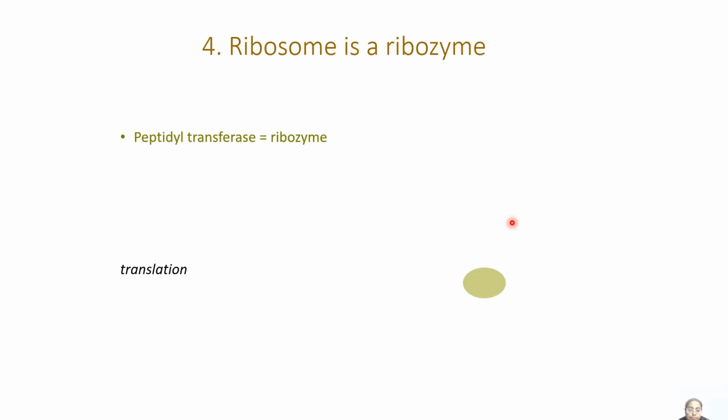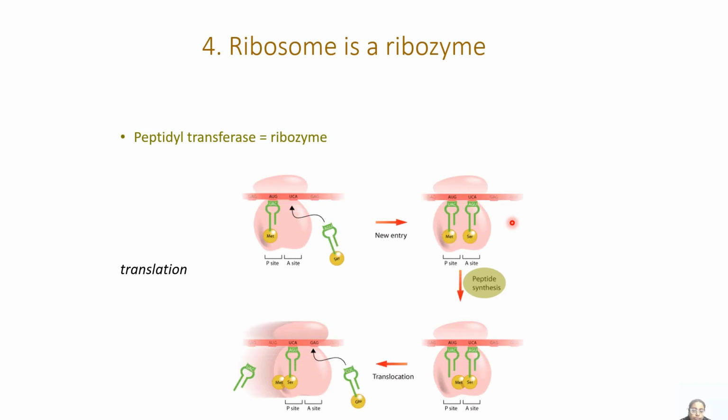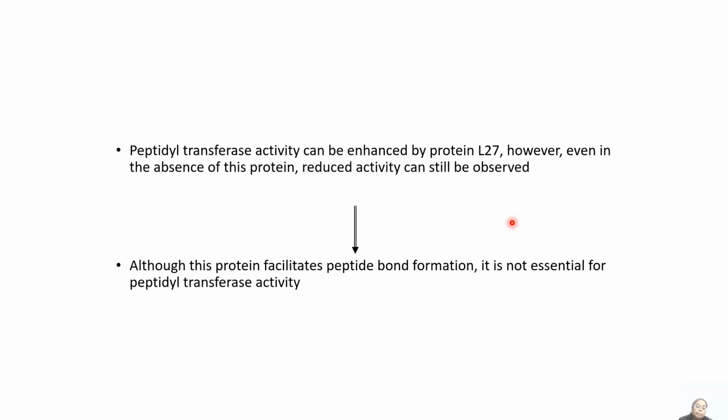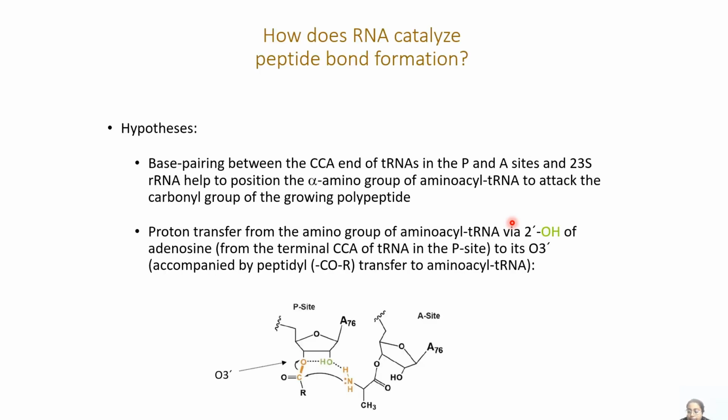Okay. So, the ribosome is a ribozyme. Peptidyl transferase activity can be enhanced by protein L27. However, even in the absence of this protein, reduced activity can still be observed. So, although this protein facilitates peptide bond formation, it is not essential for peptidyl transferase activity.